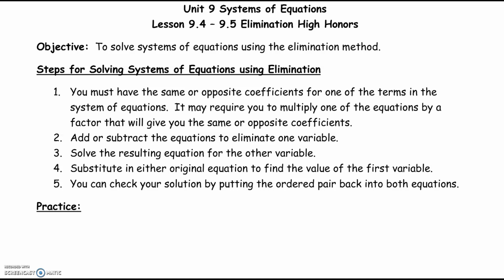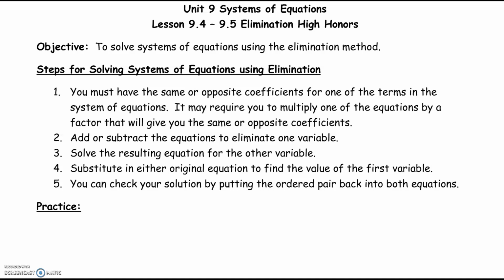The first step says you must have the same or opposite coefficients for one of the terms in the systems of equations. It may require you to multiply one of the equations by a factor that will give you the same or opposite coefficient. The second step says add or subtract the equations to eliminate one variable. As it's called elimination, that's your goal. You're going to eliminate one of the variables so you can solve a one-step equation.